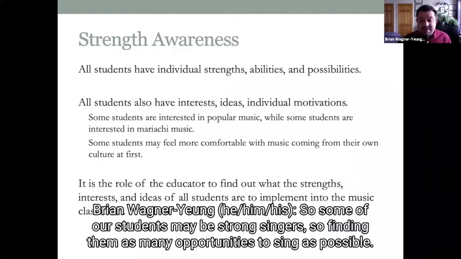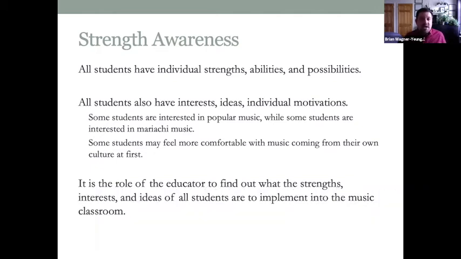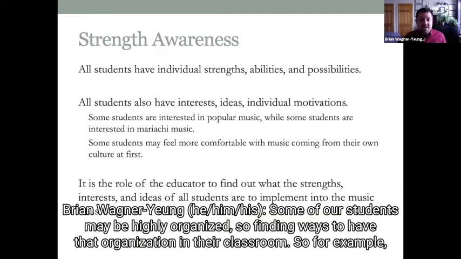Some of our students may be strong singers, so we find them as many opportunities to sing as possible. Some of our students are maybe nonverbal, but really strong at using technology. So if they're learning remotely, we find that technology for them to engage and showcase what they're learning. Some of our students may be highly organized, so we find ways to use that organization in the classroom.